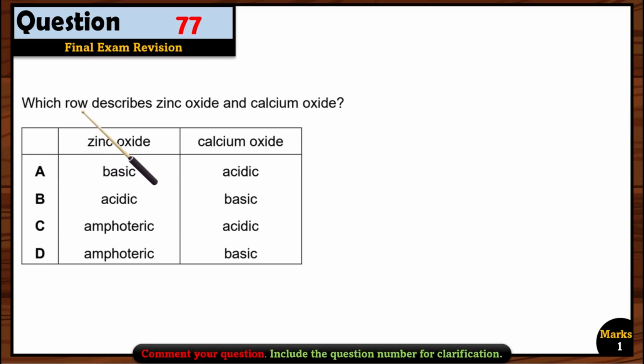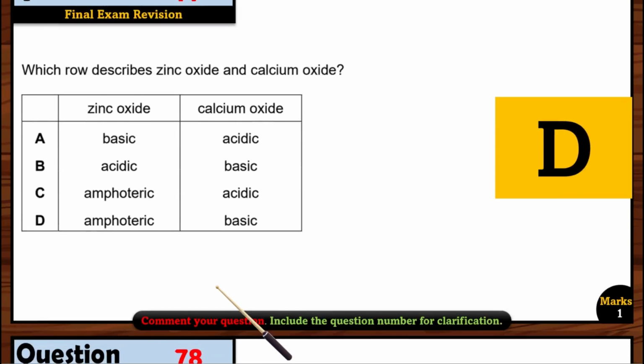Question 77. Which row describes zinc oxide and calcium oxide? Zinc, of course, is amphoteric. And calcium is basic. So amphoteric, basic, option D is the right option here.